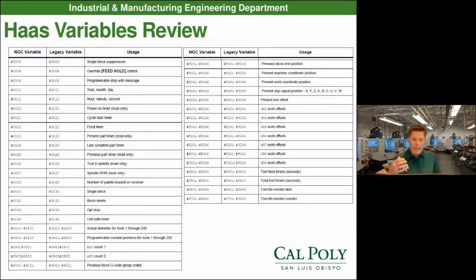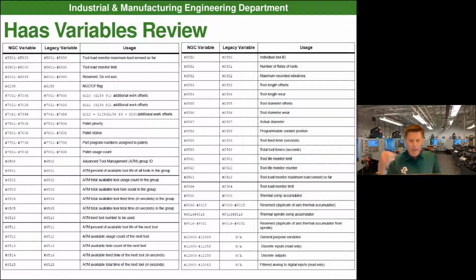I can look at my work offset. I can look at my x-axis location. Every single piece of data in that machine is available for you to use in your macro program. And this is where I teach a lot of my manufacturing engineers where this becomes powerful: in the automatic tool management stuff. So these ATM macro codes allow you to basically write code behind the scenes to switch tools.